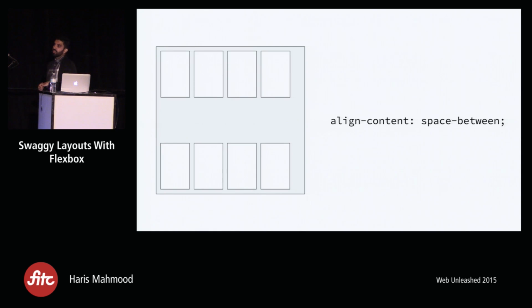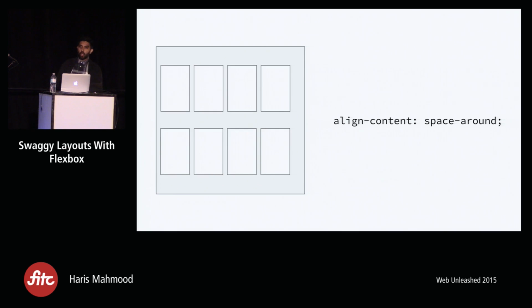Then we've got space between. So this is sort of similar to what we saw before. It grabs the first item, aligns it all the way to the top. The last row of content aligns it right to the bottom, and then spaces everything else out in between. And then space around also. This takes the amount of space that's available and evenly distributes it above, below, and in between all of the rows.